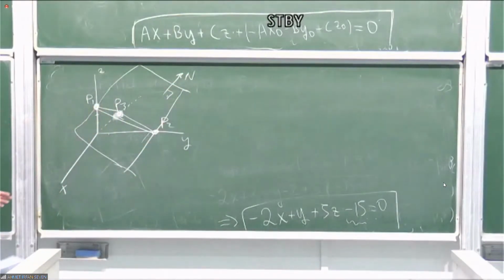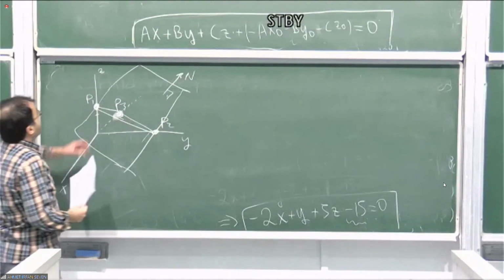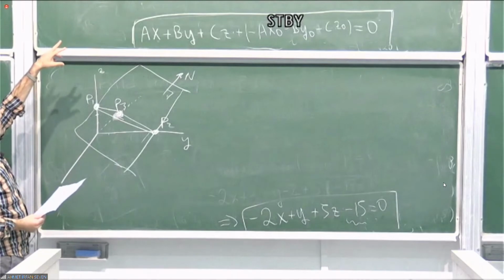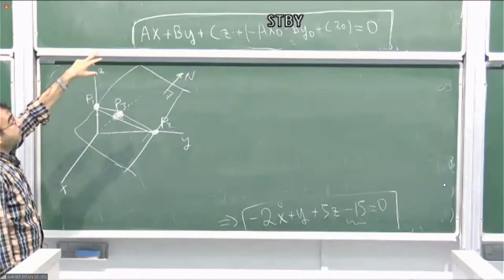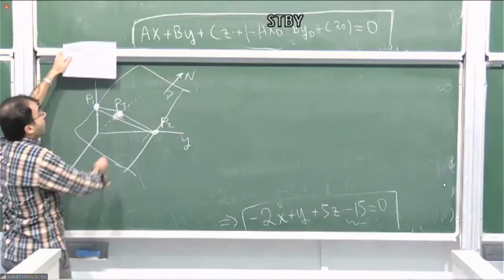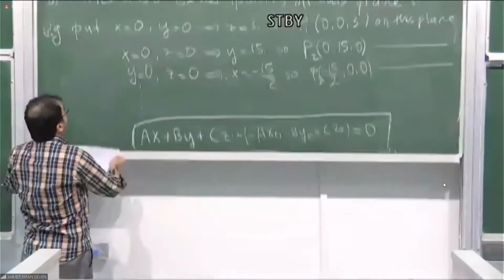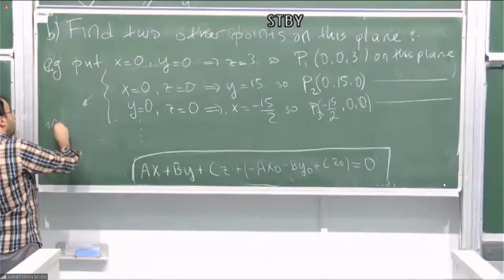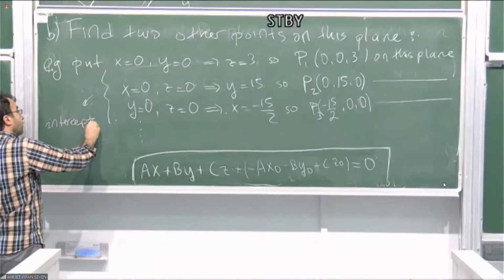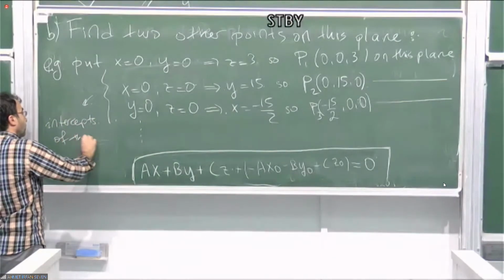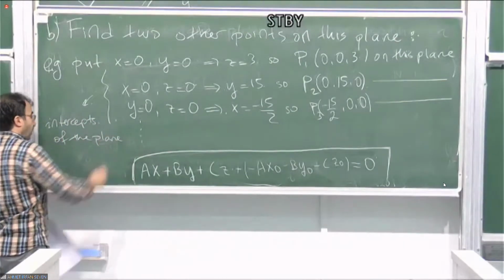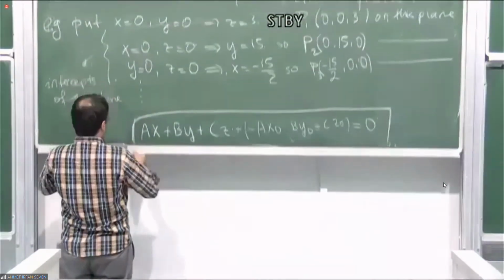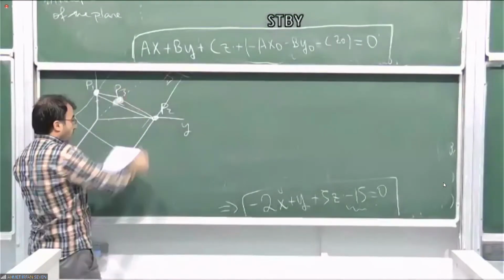All right. Yeah. So these points are kind of special points. They are the intercepts of this plane, where they intersect the coordinate axes. Okay.